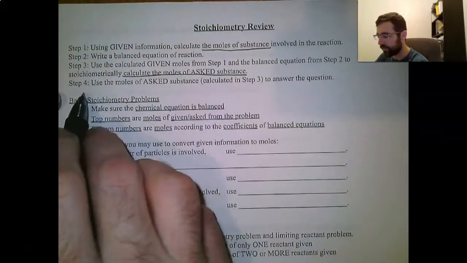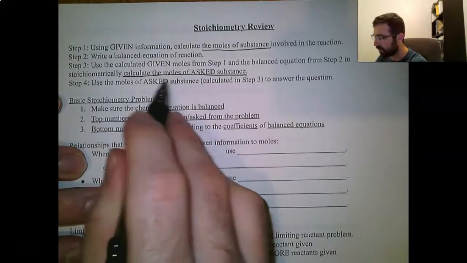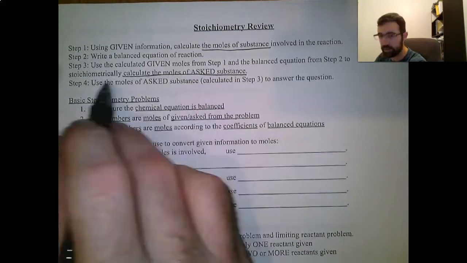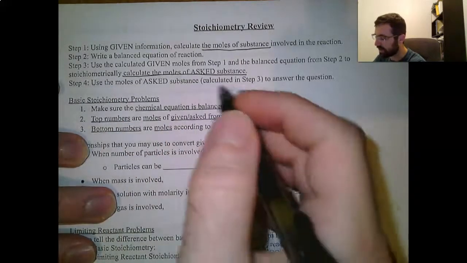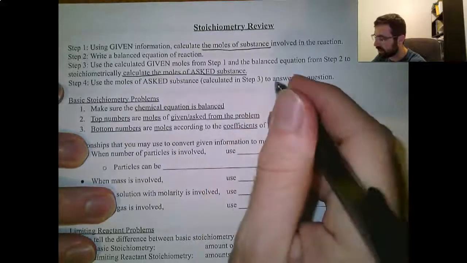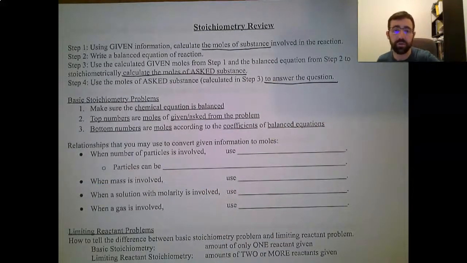Then step four is to use the moles of what's asked for, so what we just found, the moles of what's asked for, calculated in step three, to answer the question. So it may be that the question asks you for moles. If so, you're done. You don't even have to do step four. But if it's asking for grams or liters or something other than moles, we have an extra step. That's what step four is there for.